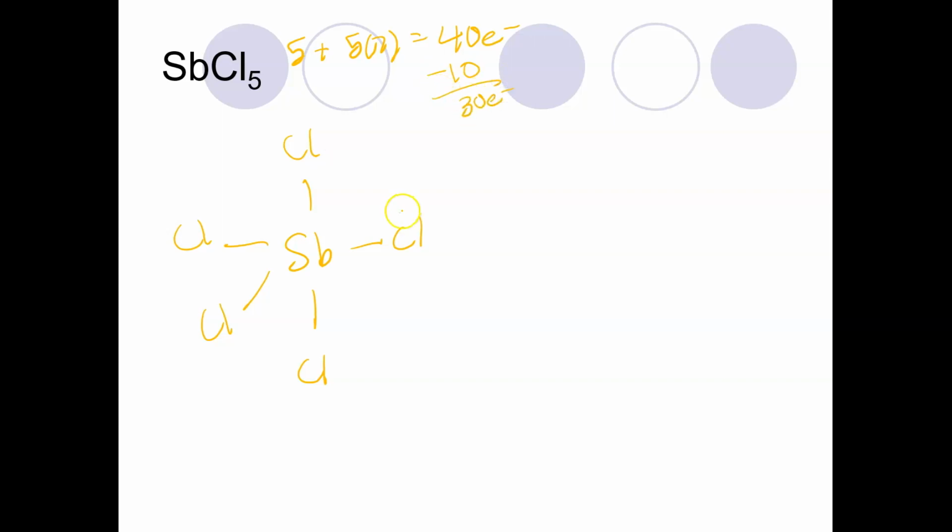Okay. We've got some antimony and some chlorines. So we've got 40 electrons. Sb goes in the middle. Chlorine, chlorine, chlorine, chlorine, chlorine. 2, 4, 6, 8, 10, 12, 14, 16, 18, 20, 22, 24, 26, 28, 30. That was me counting the number of electrons. So I've used all the electrons.